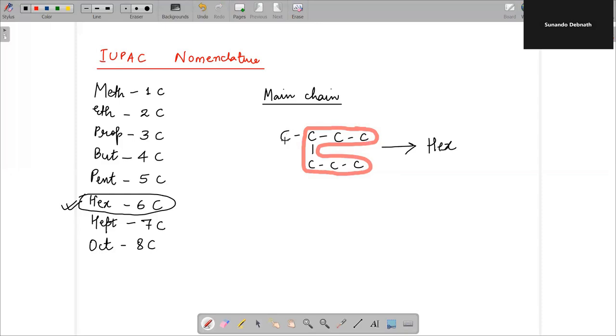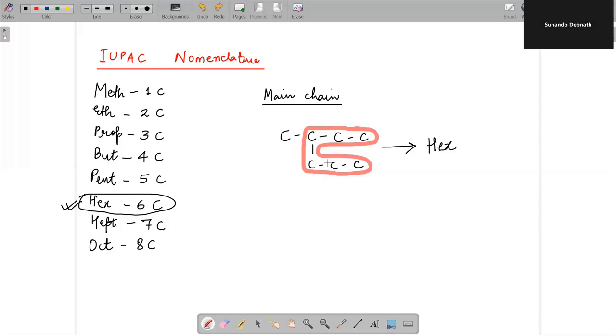Obviously, hex is not the IUPAC name. This is the base word. We will be adding suffixes and prefixes depending on what we have in this particular structure. So the name would have some suffix and some prefix, but the base word would be hex. Okay, this is the concept.